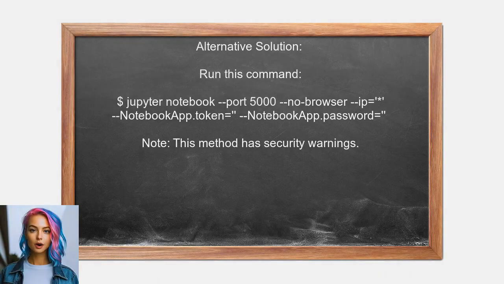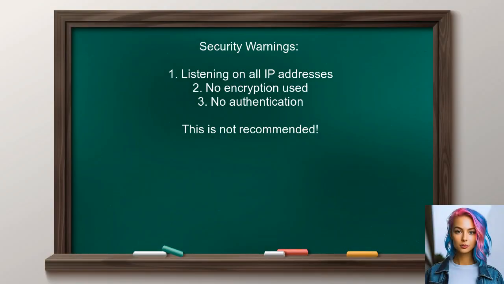An alternative approach to running Jupyter Notebooks locally without a token involves using a specific command. You can run the command with options to set the port, disable the browser, and specify the IP address. However, be aware that this method comes with warnings. The notebook server will listen on all IP addresses without encryption and without authentication, which is highly insecure.